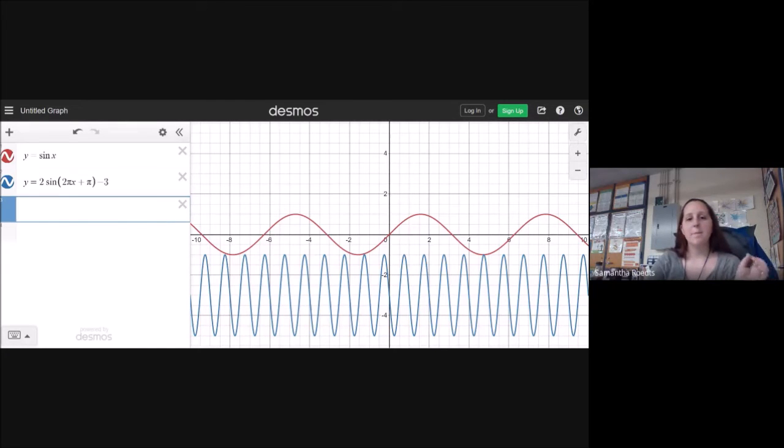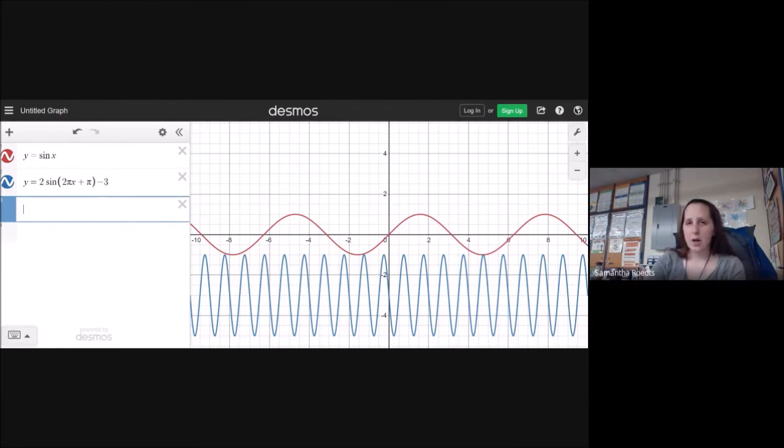So in this case, given this graph, I have an amplitude of 2, okay? This gives me a different period. This gives me a phase shift of pi. I moved pi to the left. This gives me a new midline of y equals -3, and I move down 3, okay?